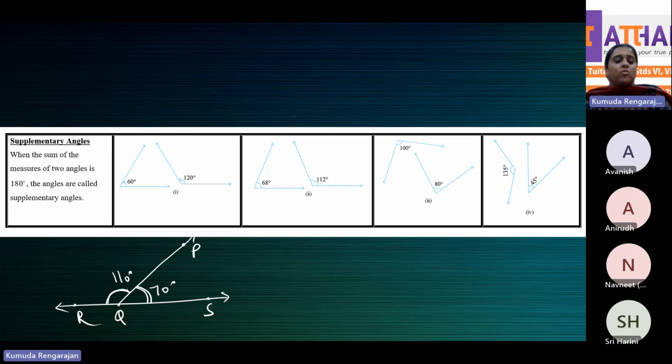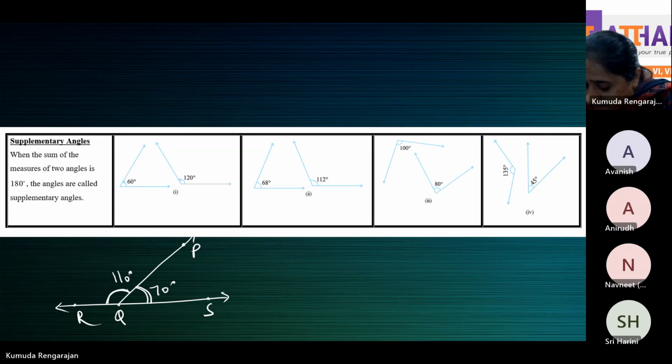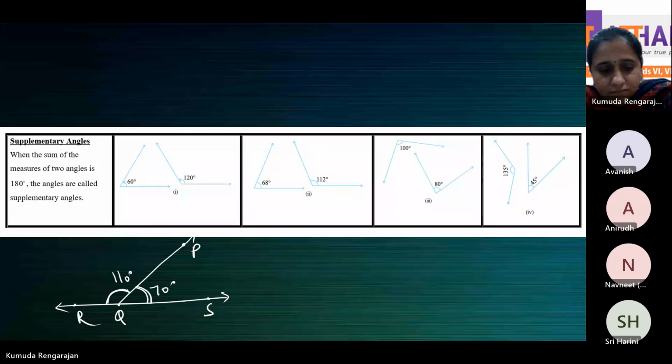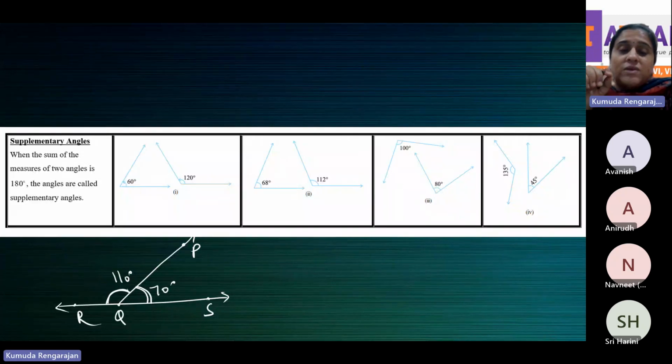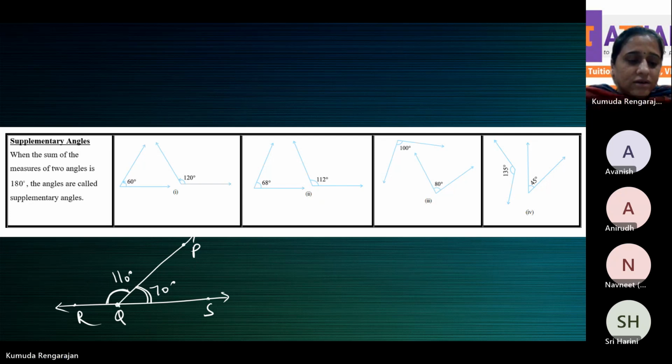Now, Harini, which is the vertex for the two angles? Name the vertex of the two angles. From where do the rays start off? Ma'am, from Q. So Q is called the vertex of the two angles.